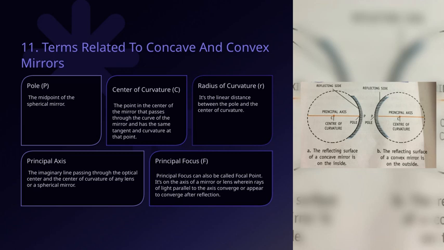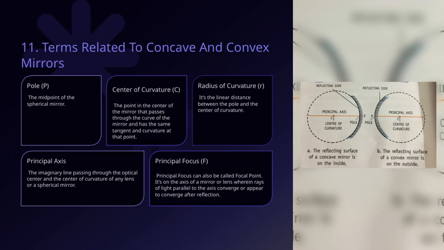Let's go over some key terms related to concave and convex mirrors. First, we have the pole, or P, which is simply the midpoint of the spherical mirror. Think of it as the center point of the mirror's surface. Next is the center of curvature, or C. This is the point located at the center of the sphere that the mirror is a part of. It passes through the mirror's curve and shares the same tangent and curvature at that point, essentially defining the sphere's center. Then there's the principal axis. This is an imaginary line that runs through the optical center and the center of curvature. It's the main reference line we use when analyzing how light rays behave with the mirror.